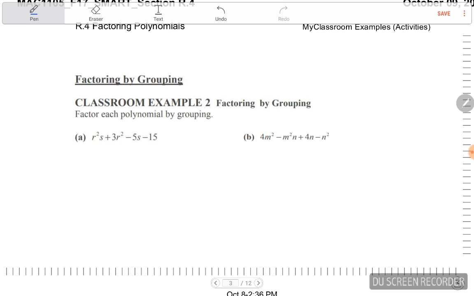It's because of this negative, it's complicating things. If I put the parentheses here, it indicates that you would distribute the negative, and then you would actually have negative 5s plus 15, which is not the case. So we want to be careful with that. So I'm going to rewrite the first line as r squared s plus 3r squared, and then plus negative 5s minus 15.